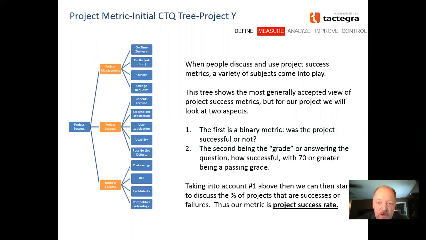And then what we started to see was, okay, if we were to grade the chances of how successful, or what are the chances of the project succeeding, that's what we came up with, and we called that our project success rate. So in the measure phase, we built a CTQ tree, critical to quality, and we broke it into three pieces: project management, project success, and business success.